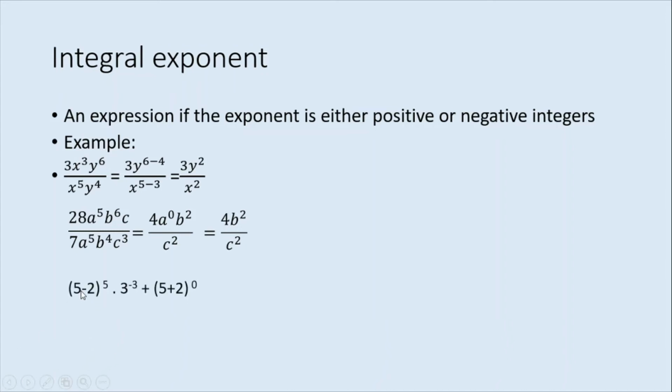Next, we have 5 minus 2 raised to the 5th. This is multiplication times 3 raised to negative 3 plus the quantity 5 plus 2 raised to 0. So, let's subtract this. 5 minus 2, that's 3 raised to the 5th times 3 raised to negative 3. This is already 1, so plus 1. Then, we can apply here the product of powers. 5 plus negative 3, that is 3 squared plus 1. 3 squared is 9 plus 1. So, the final answer is 10.